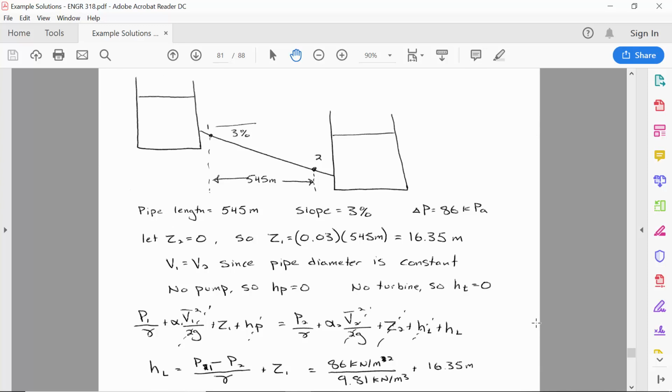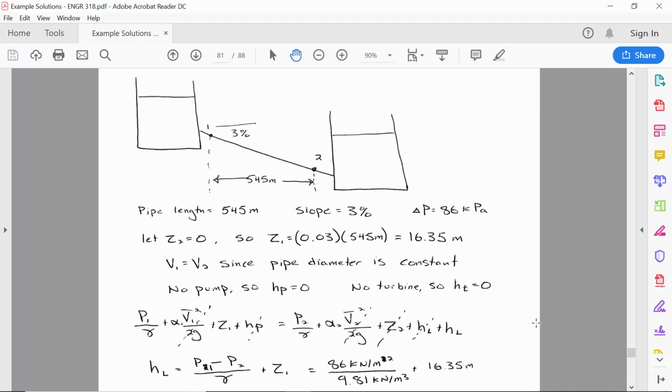Okay, now in the sketch there's no pump, and so H sub P is 0. There's no turbine, so H sub T is 0. So what we have for the energy equation is P1 divided by gamma. We've canceled out the velocity head term because V1 equals V2, because the diameter isn't changing in the pipe.